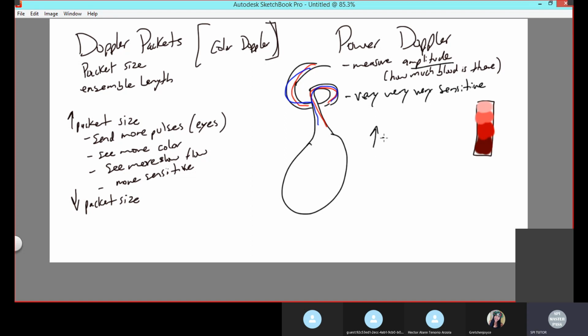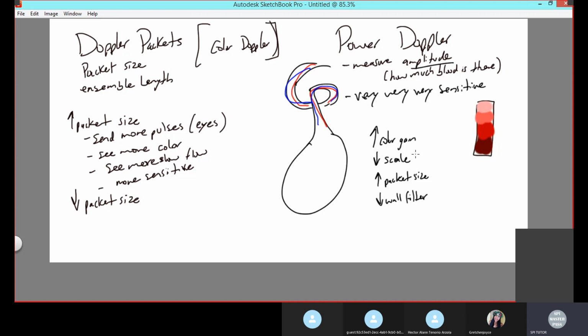That is increasing your color gain. That is lowering your scale. And we'll talk about these two later. That is increasing your packet size, which is what we're talking about now. All of these things, lowering your wall filter, and again, we'll talk about that later. All of these things will make you more sensitive because that's what the situation calls for.